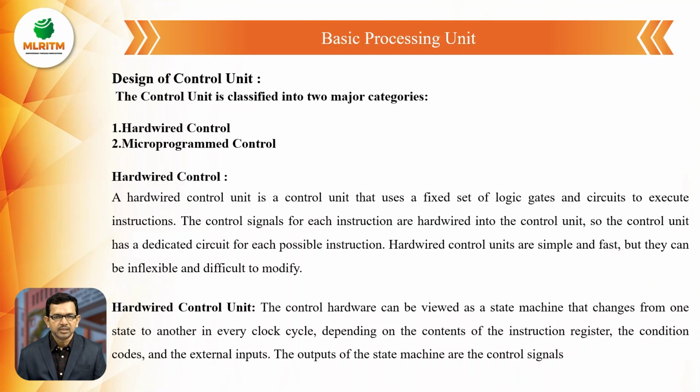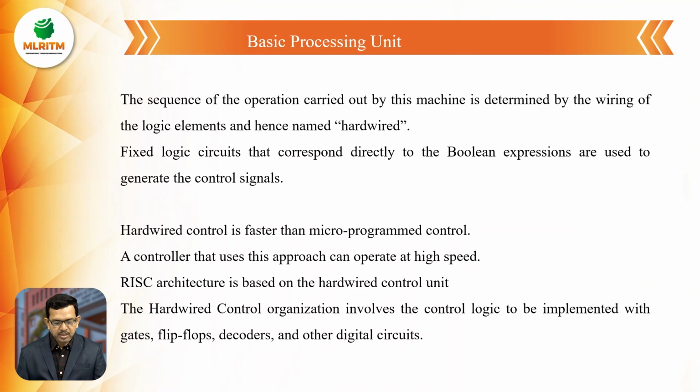The sequence of operations carried out by this machine is determined by wiring the logic gates, because the wired logic circuits play a very important role in the hardwired control unit, because these circuits are connected with wires. So this is called a hardwired control unit: hardwired because these logic gates or logic circuits are connected through hardwires.